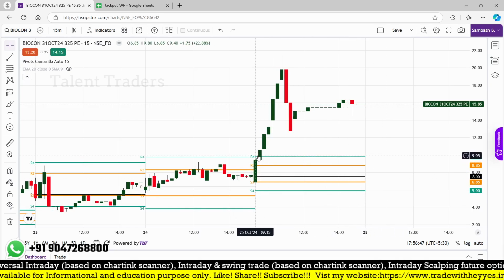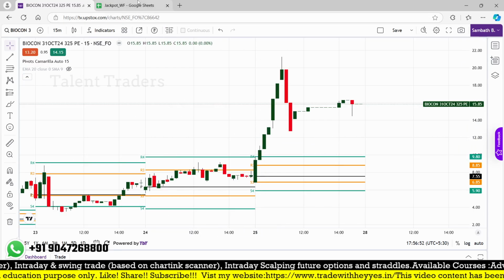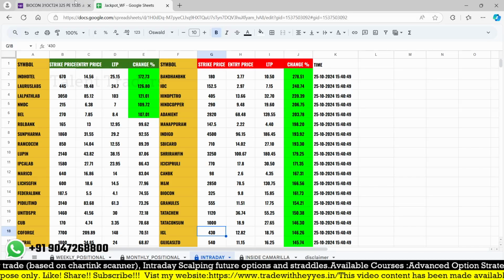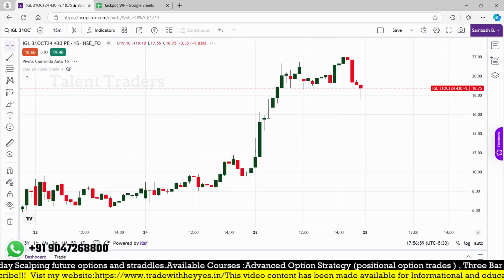Maybe we can consider this high, and also R4 is at the same level. This is also giving you such a good opportunity. And one more stock which we found is IGL 430. So these are all the stocks which break the R4 level on the first candle.